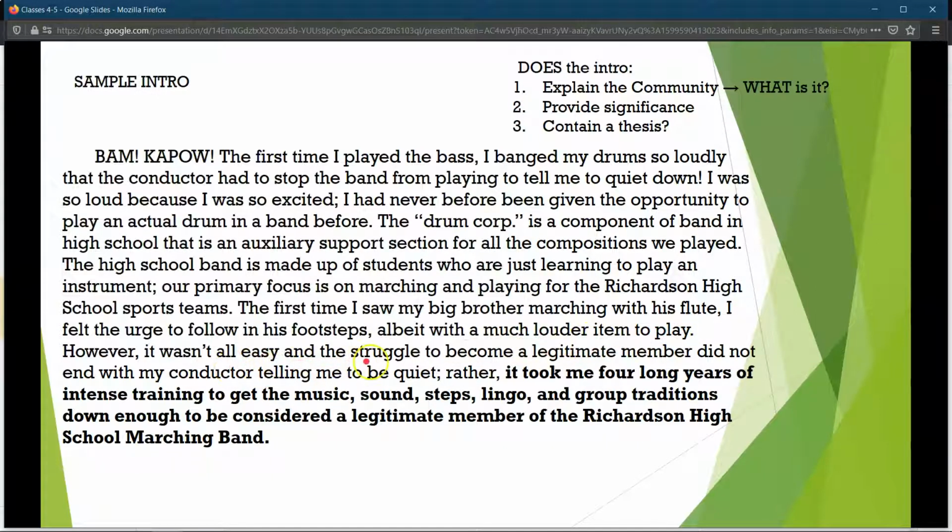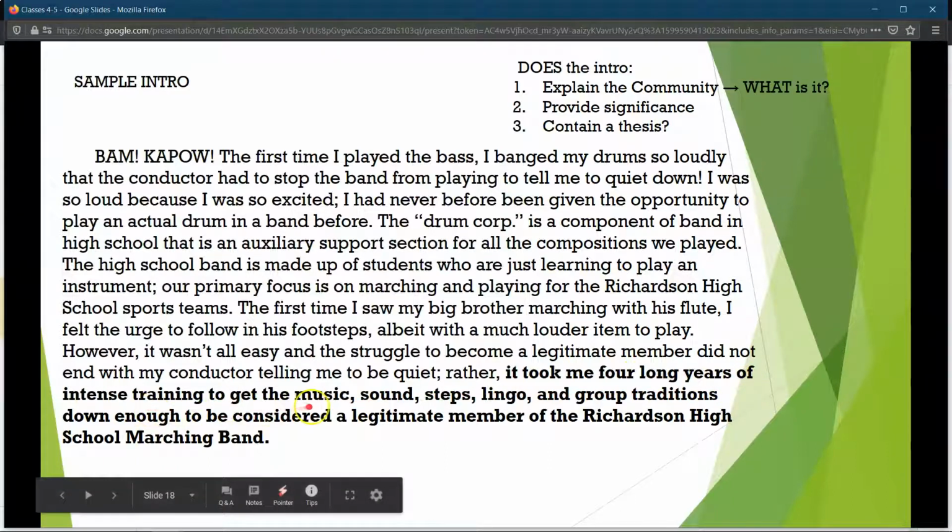However, it wasn't all easy, and the struggle to become a legitimate member did not end with my conductor telling me to be quiet. Rather, it took me 4 long years of intense training to get the music, sound, steps, lingo, and group traditions down enough to be considered a legitimate member.